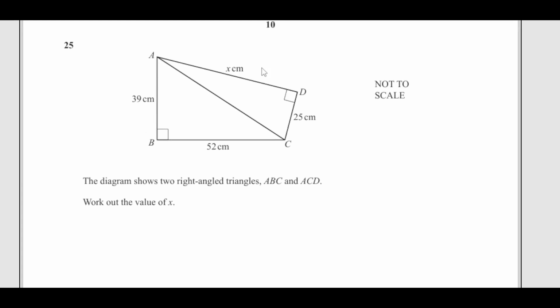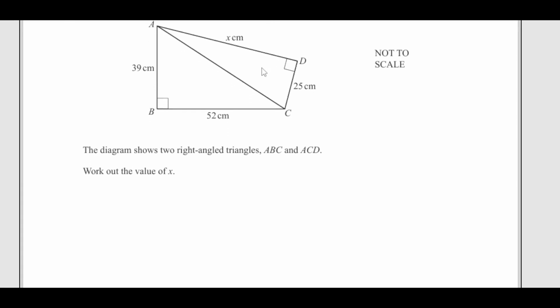The diagram shows two right angled triangles. So you can see there is one right angle triangle here and another right angle triangle here, ABC and ACD. Work out the value of x. So first we have these two sides. Then we will work out this one here, AC.